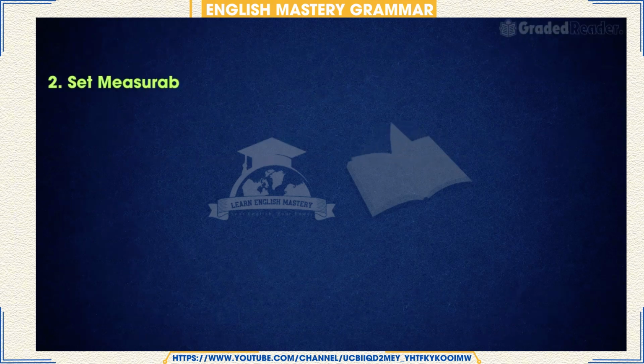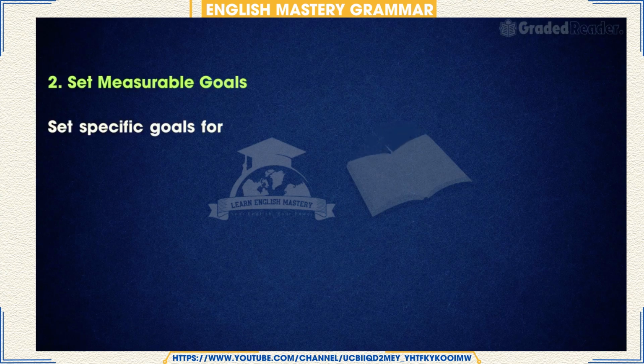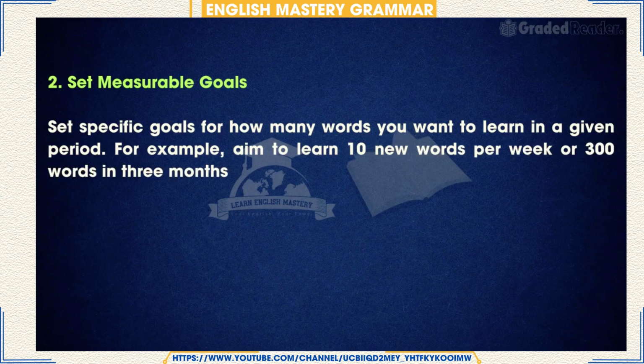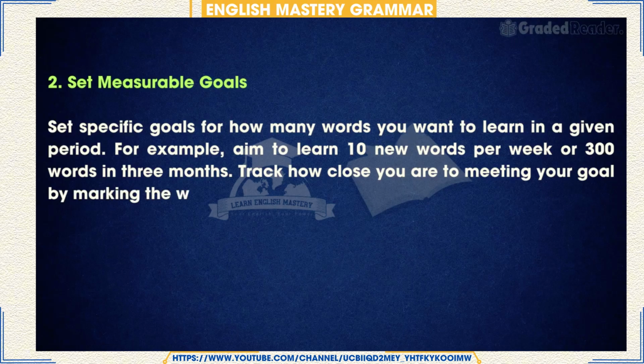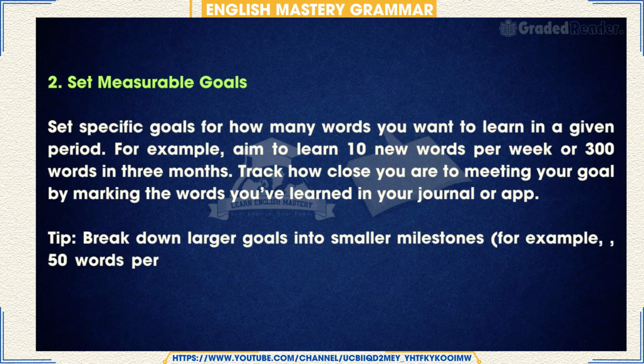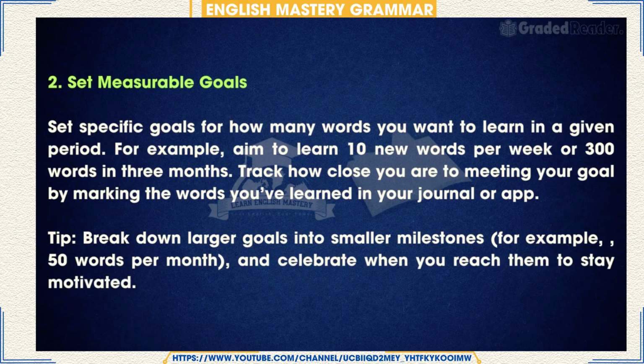2. Set measurable goals. Set specific goals for how many words you want to learn in a given period. For example, aim to learn 10 new words per week or 300 words in 3 months. Track how close you are to meeting your goal by marking the words you've learned in your journal or app. Tip: break down larger goals into smaller milestones. For example, 50 words per month, and celebrate when you reach them to stay motivated.